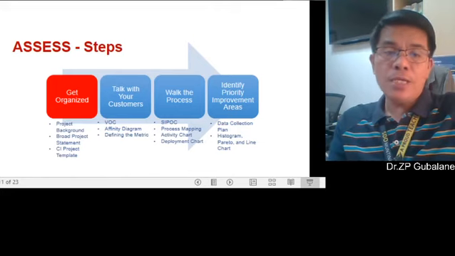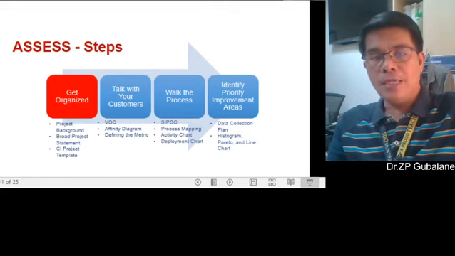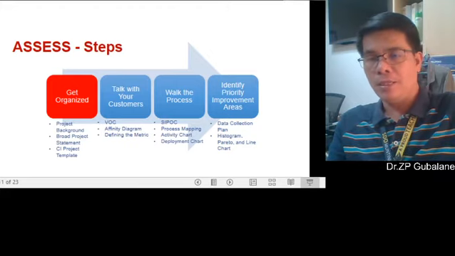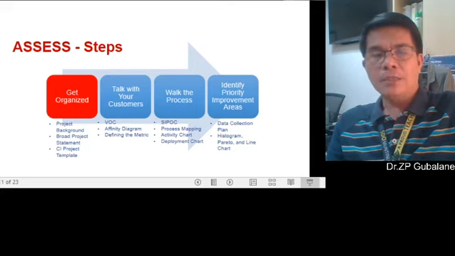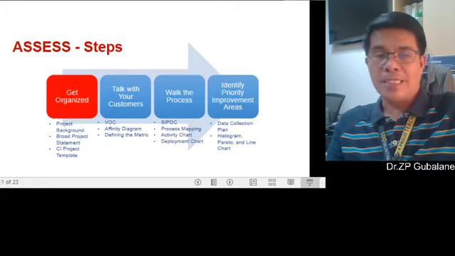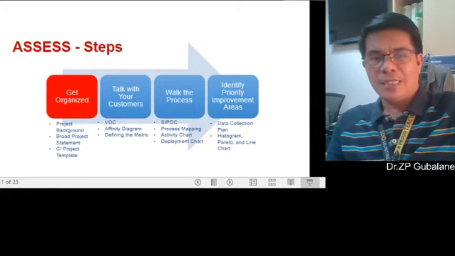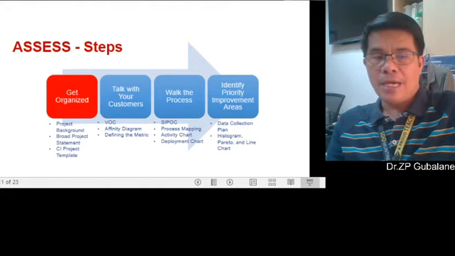Now, there are three A's in CI. Okay? There are three A's in CI. The first A is assess. Now, it's about assessment. It's about assessing. It's about knowing. Okay? It's about understanding. It's about data-driven assessment. So assessment has to be organized.